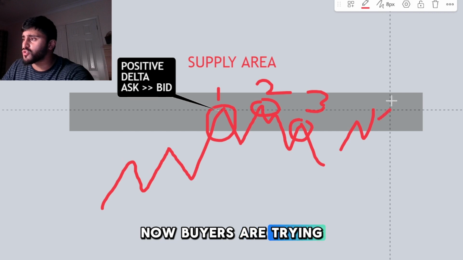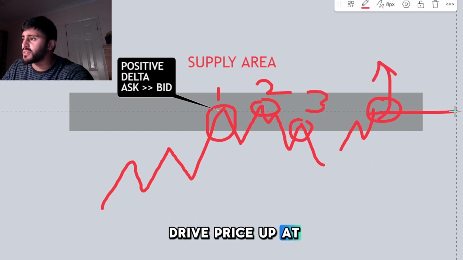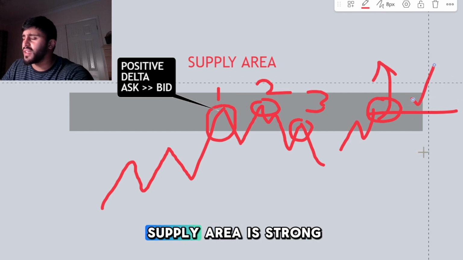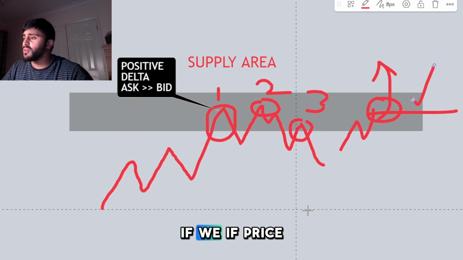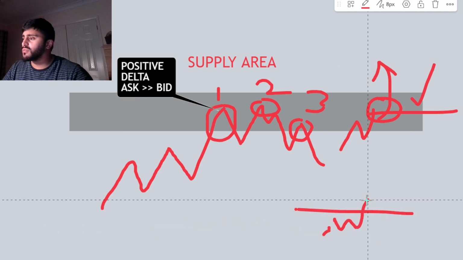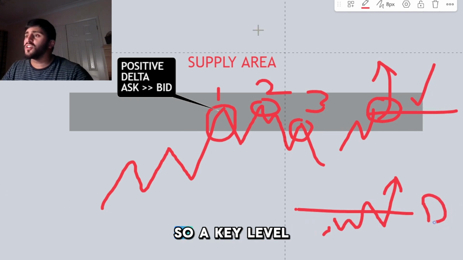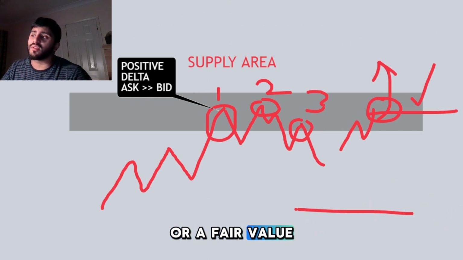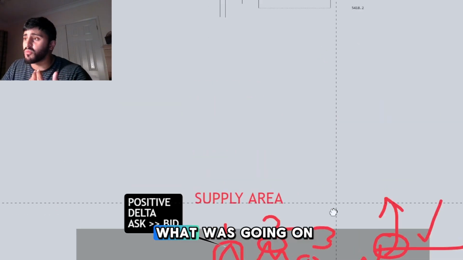Now, buyers are trying to drive price up. But if they fail to drive price up at this level, this means that the supply area is strong. It is a confirmed supply. Now, from here, if price came into this level and broke the level, then this would be a demand area. So a key level or a fair value gap can be a supply or demand. It's your job to read and actually figure out what was going on.